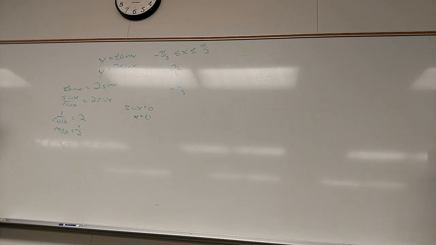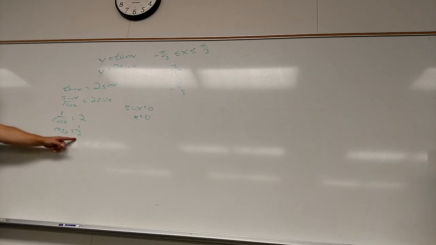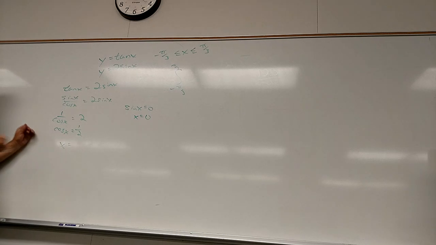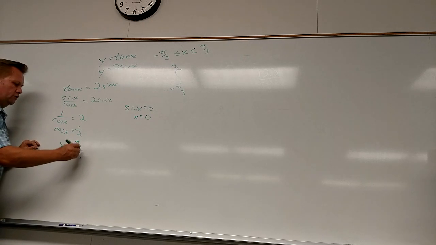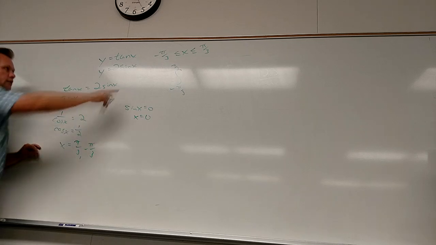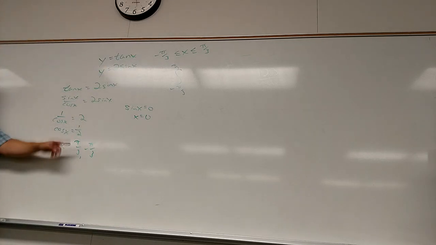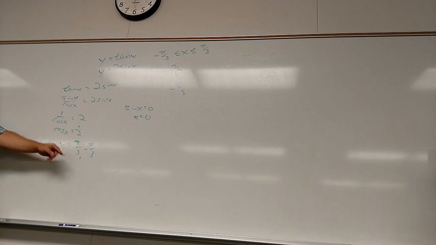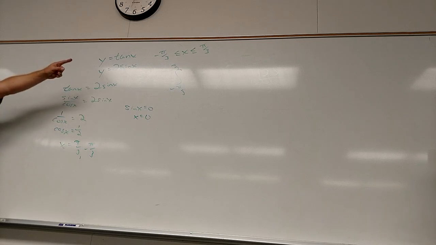Pi over 3. Yeah, further away from the x-axis. That's when cosine is smaller. So pi over 3 and negative pi over 3. So that's interesting. Do you see how that's at the end point? So those don't matter. That's where they cross, but that's the end points anyway.